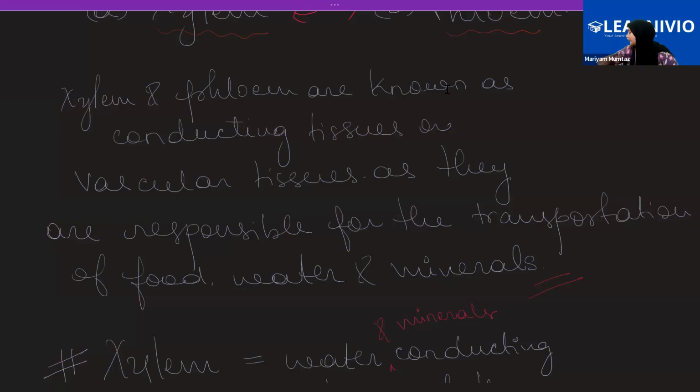So in the plant, whenever there is a need to transport water, food, or minerals, the xylem and phloem come into play. They are very, very important for that purpose. Is it clear, students? Any doubts? No.